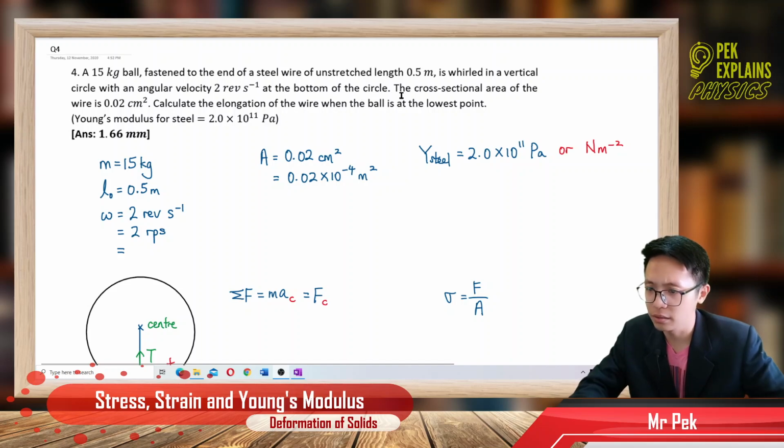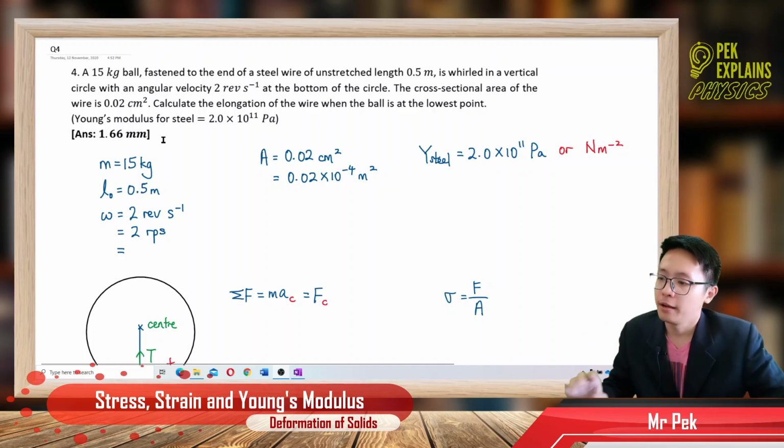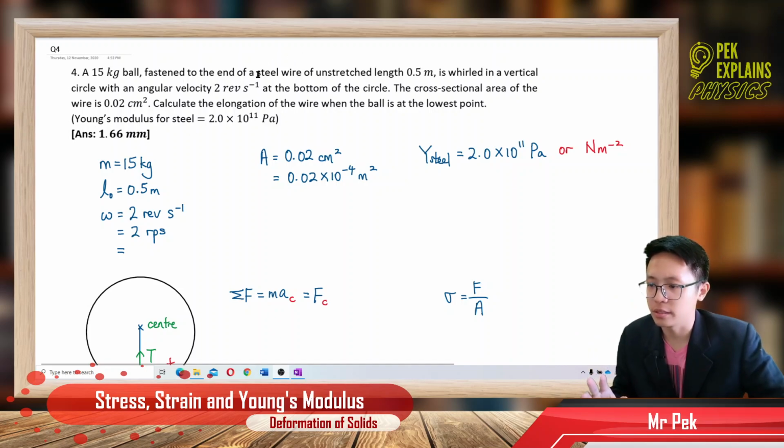The cross-section area of the wire is 0.02 centimeter squared. Calculate the elongation of the wire when the ball is at the lowest point of the circle. The Young modulus given for steel, since this is a steel wire, is 2 exponent 11 Pascal.